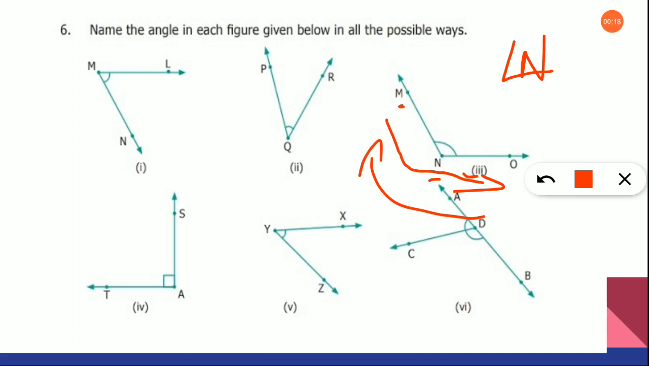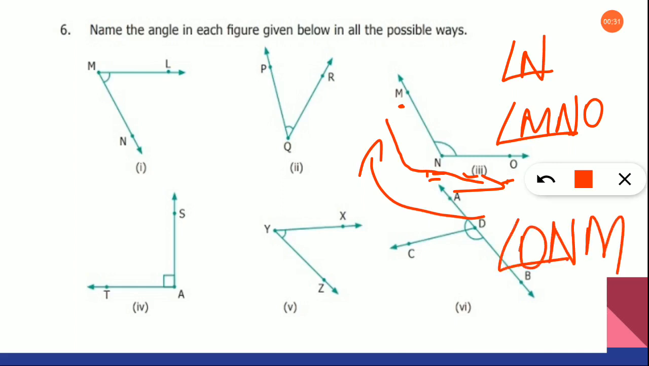So first, angle MNO. And what is the next way to name it? Angle ONM. Clear? This is another way. Is there any other way? No, only in this order. Either you should come from the top or you should start from the bottom and write the angle.